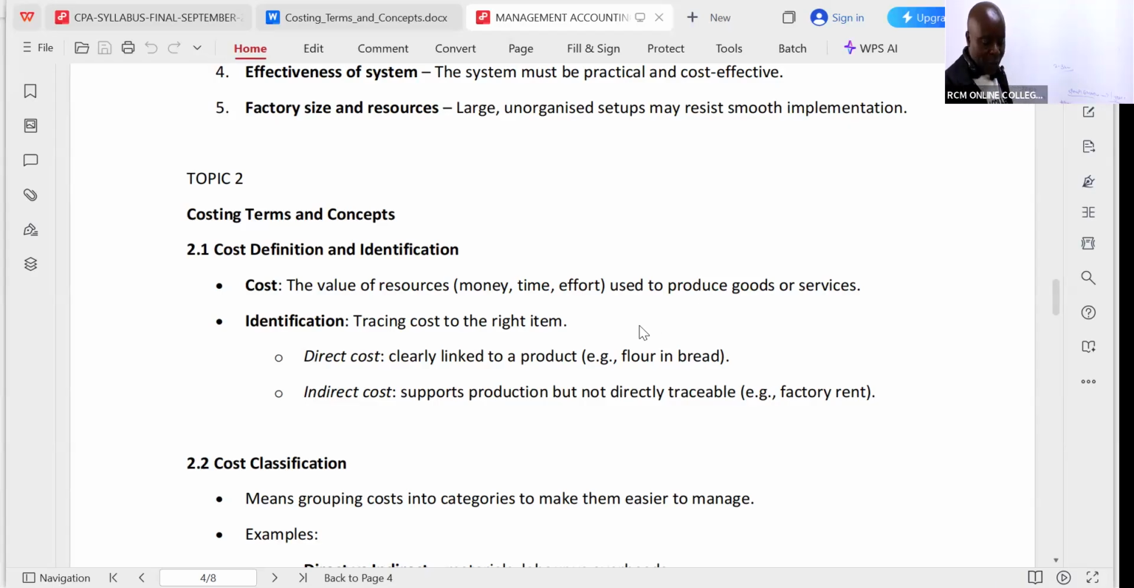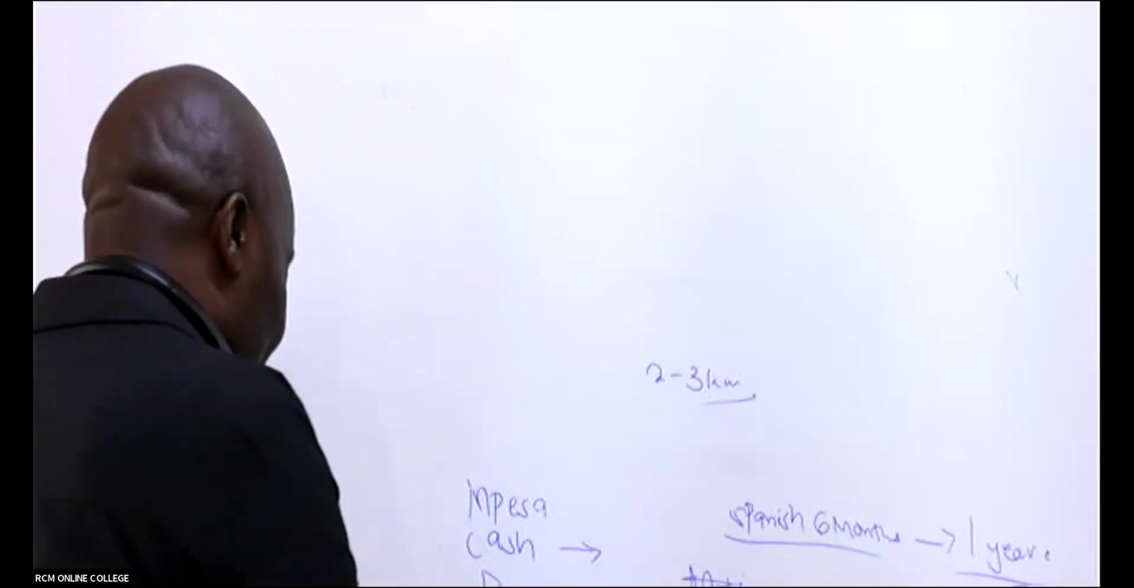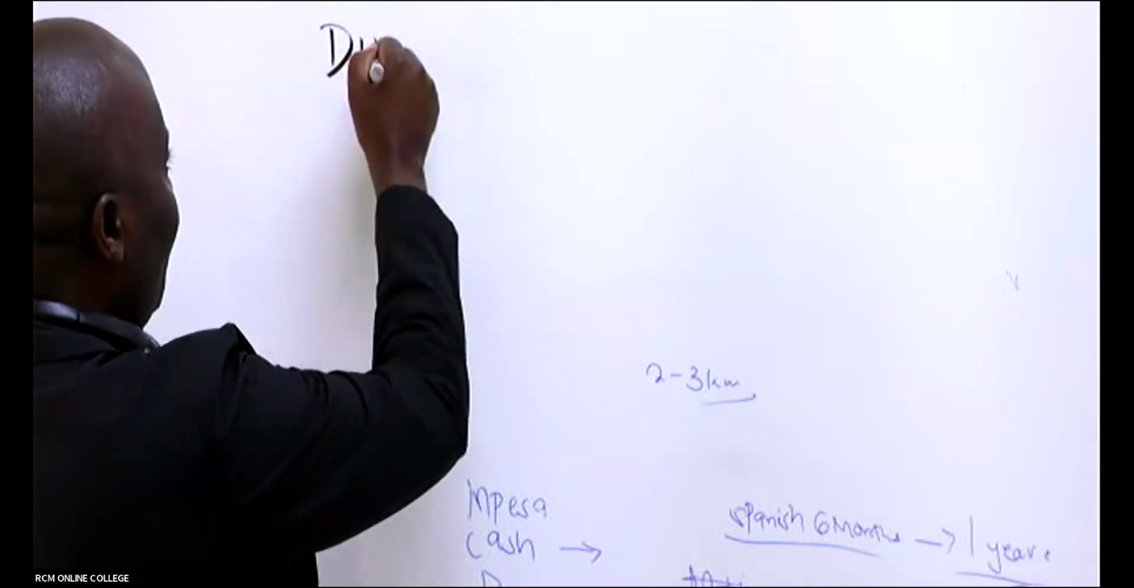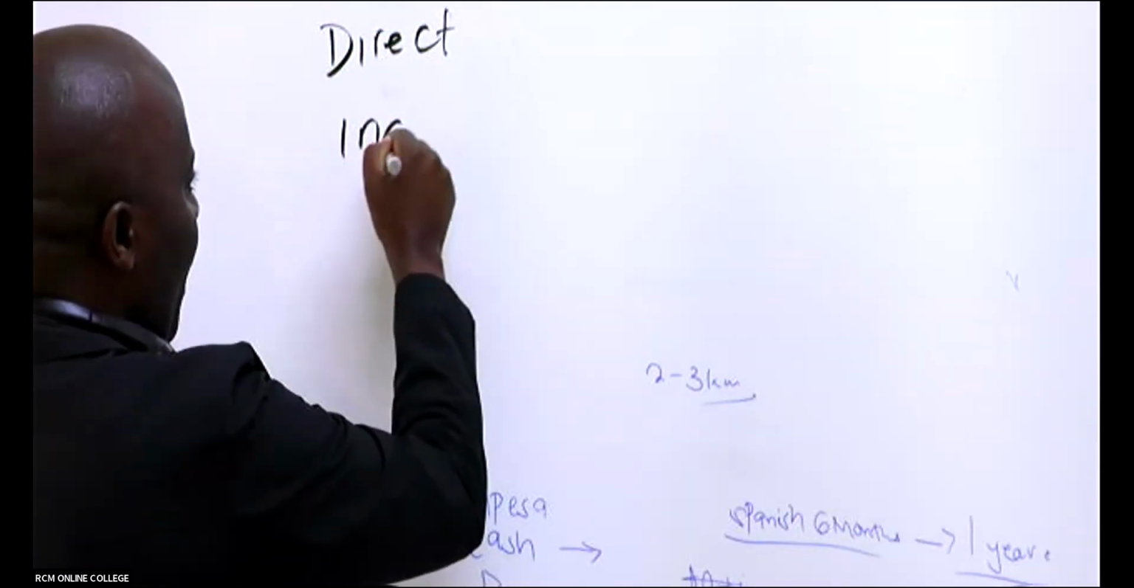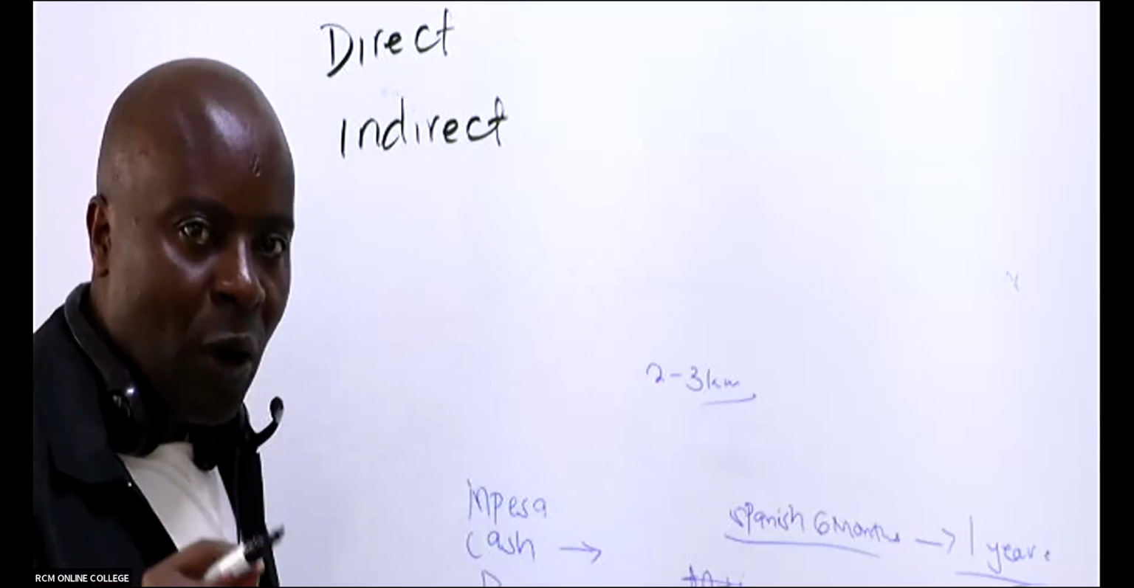In terms of traceability or identification of the cost that we incur to the product, we shall have, ladies and gentlemen, two types of costs here. In terms of identifiability, we shall have costs which are direct and costs which are indirect. Come back to our chair.